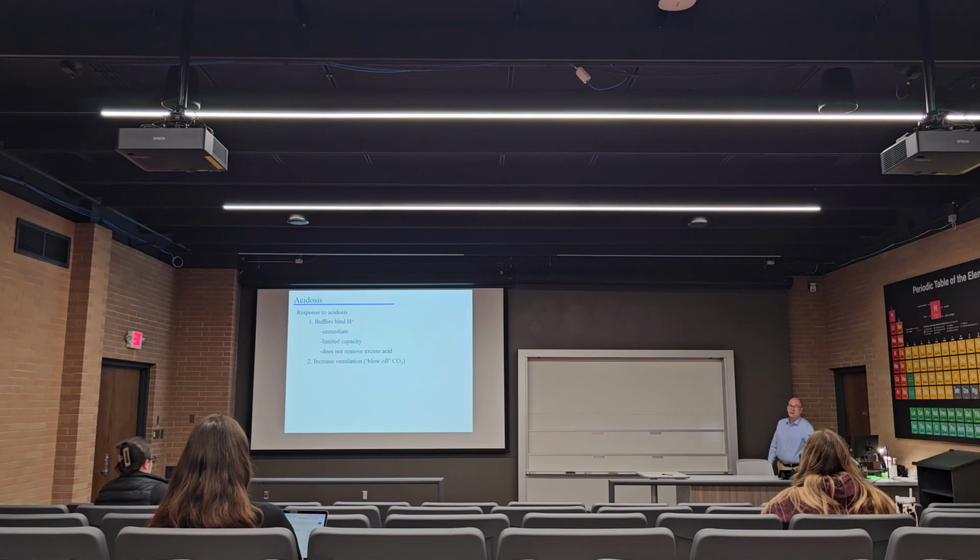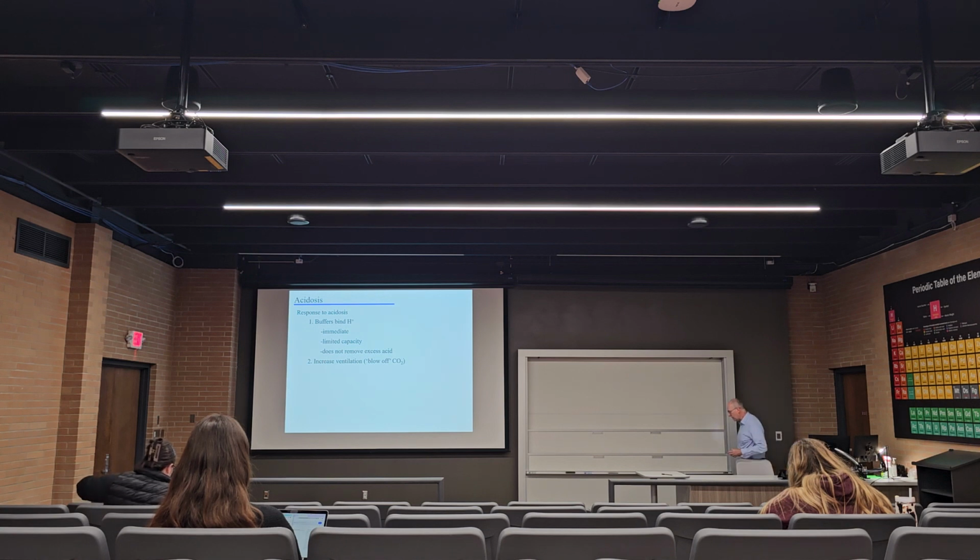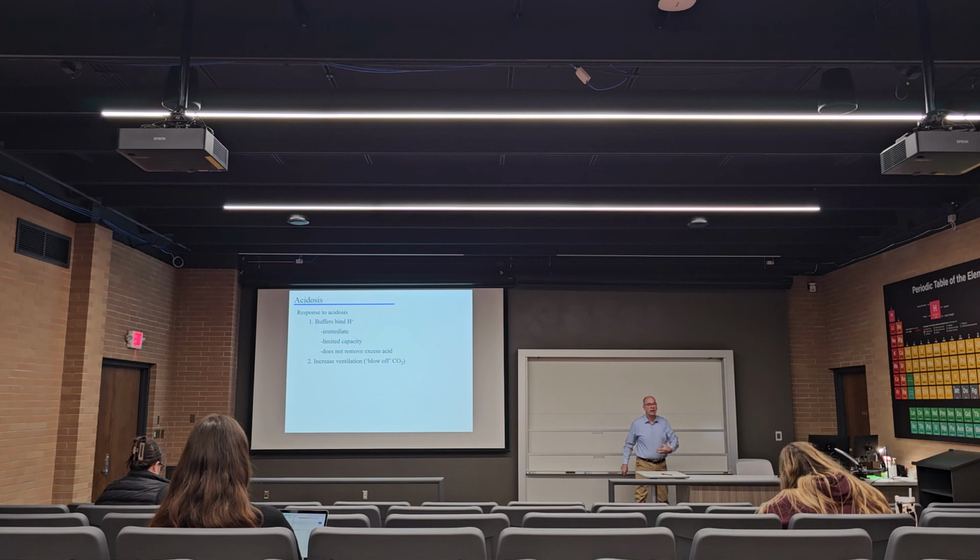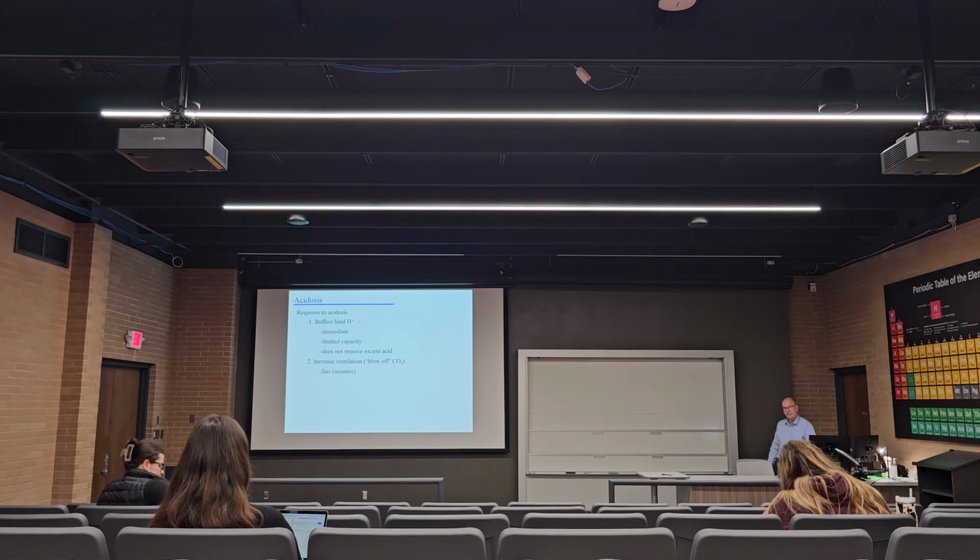Longer term, we can change our ventilation rate. Again, this will work in a matter of minutes. If we become acidotic, that means we can breathe out more carbon dioxide. In other words, we're going to increase our breathing rate. And by removing the carbon dioxide, we're removing the carbonic acid. Again, it's relatively fast. It can change the pH in a matter of minutes.